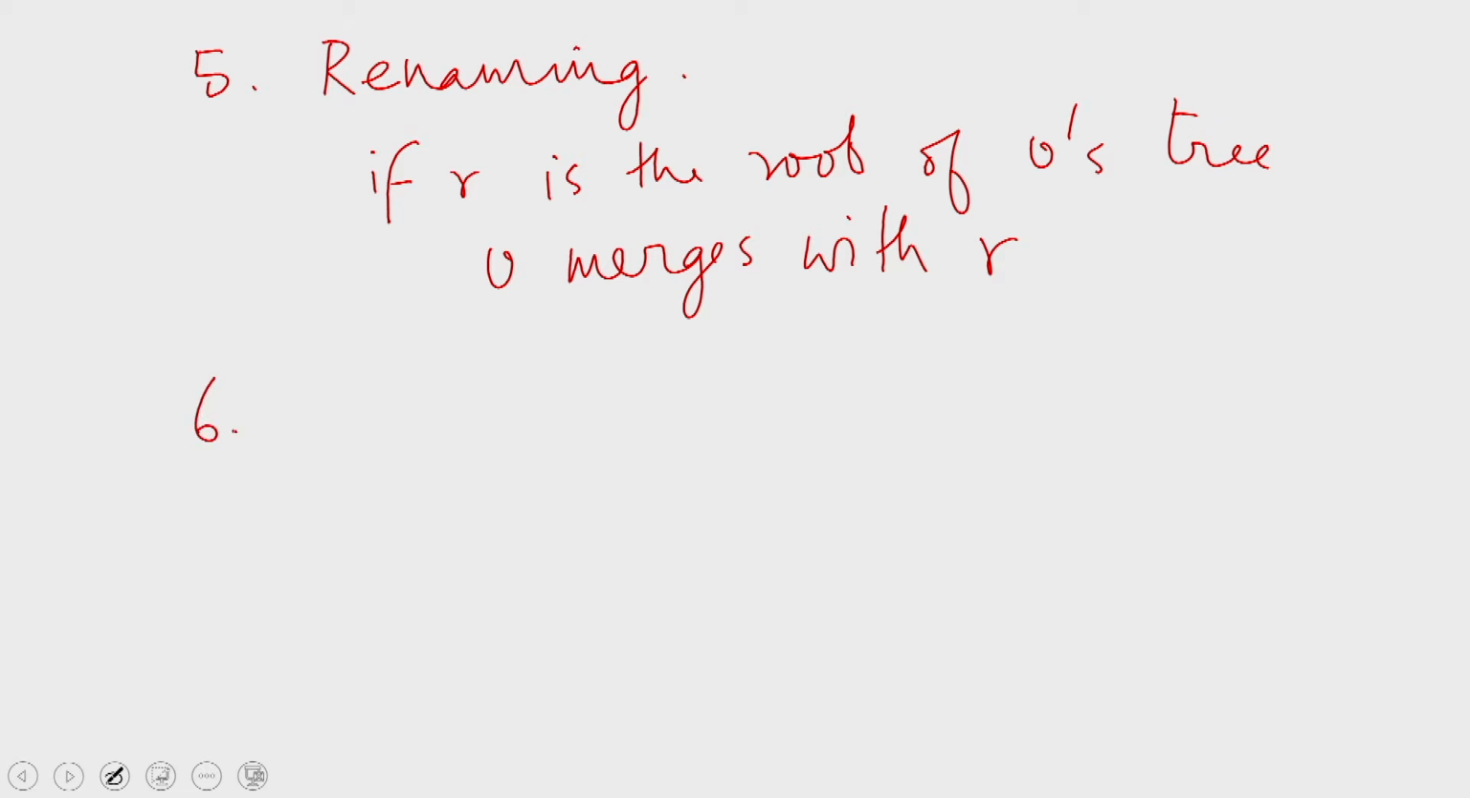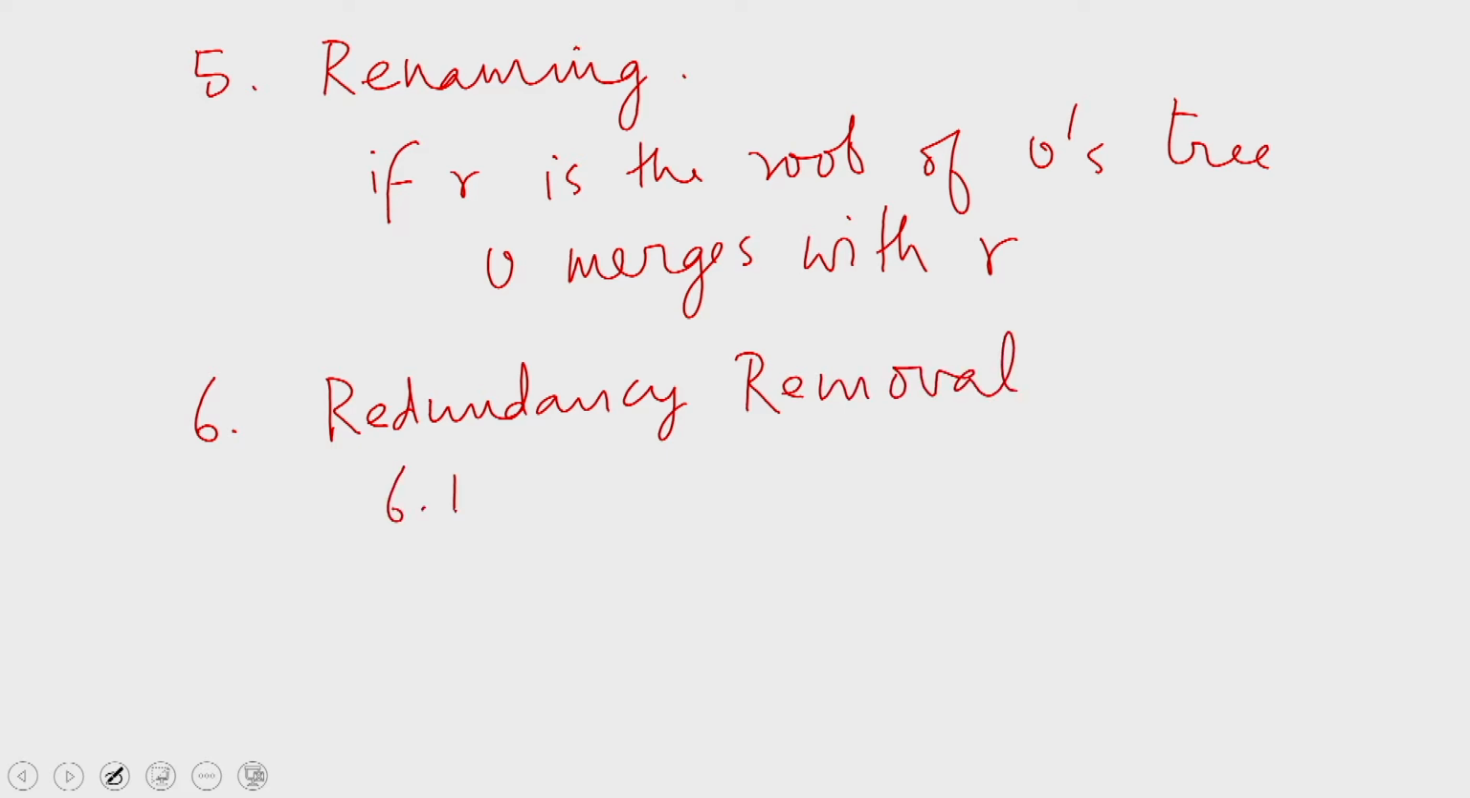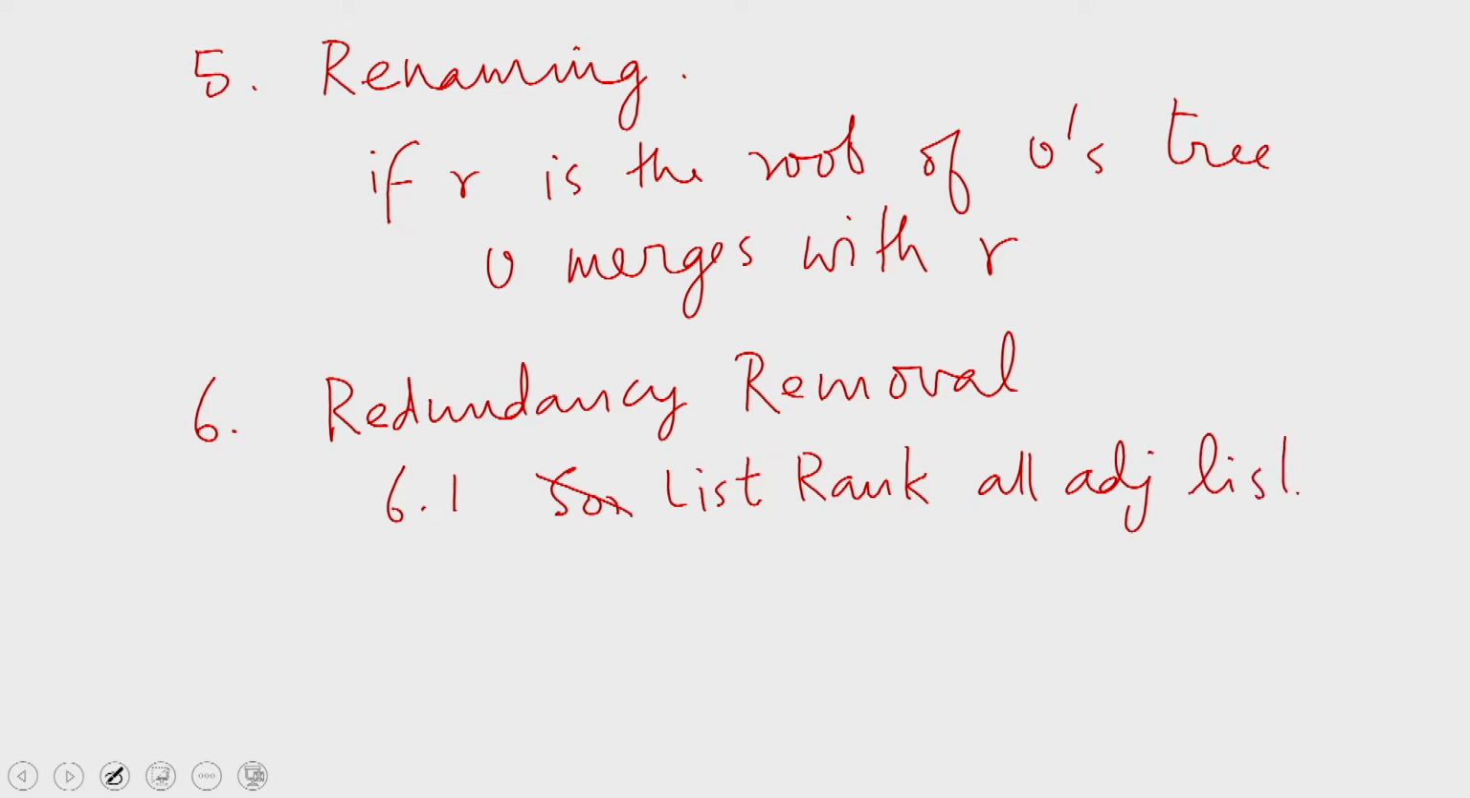And in step 6, this is what we were discussing at the end of the last lecture, we have redundancy removal. For this, in step 6.1, we list rank all adjacency lists. The adjacency lists which are now with the root of a tree, that is the super vertices, will be all list ranked, and then they are copied into an array.